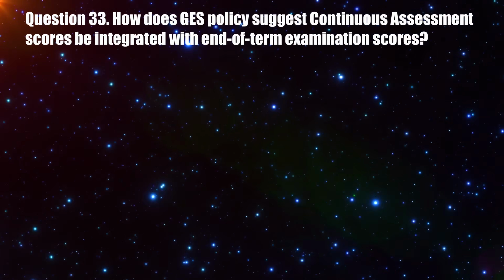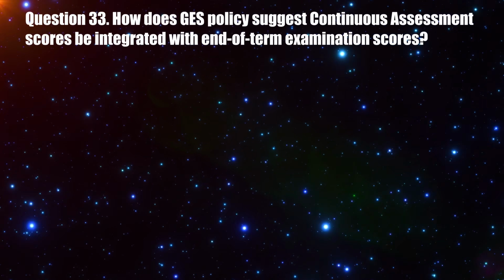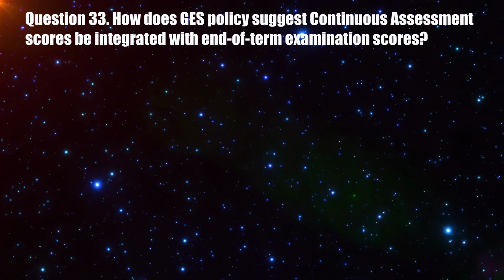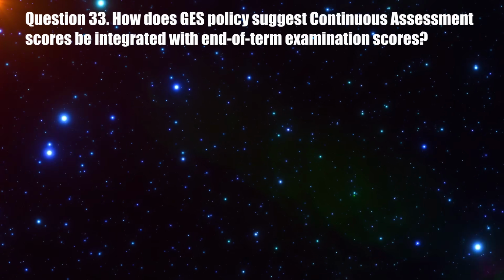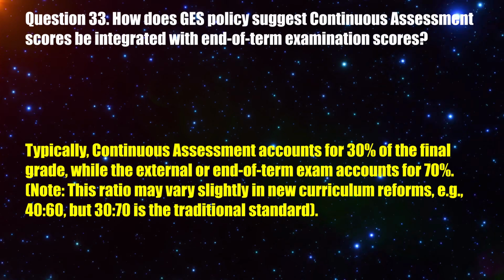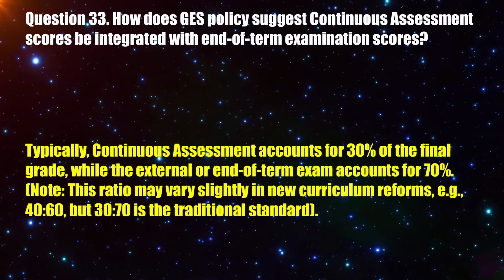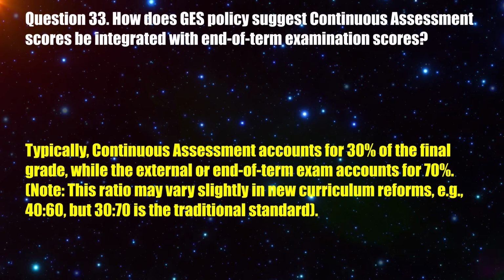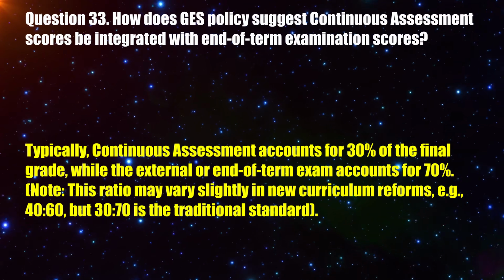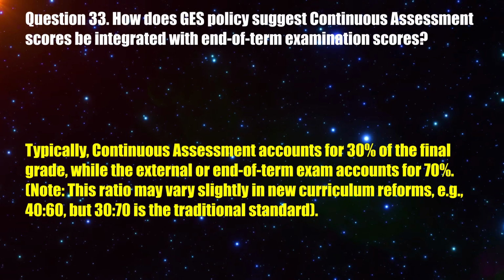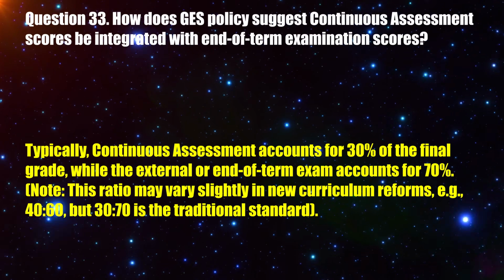Question 33. How does GES policy suggest continuous assessment scores be integrated with end-of-term examination scores? The answer is, typically, continuous assessment accounts for 30% of the final grade, while the external or end-of-term exam accounts for 70%. Note, this ratio may vary slightly in new curriculum reforms, e.g., 40 to 60, but 30 to 70 is the traditional standard.